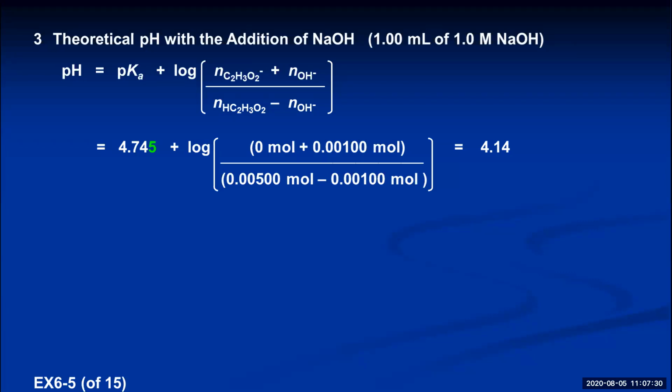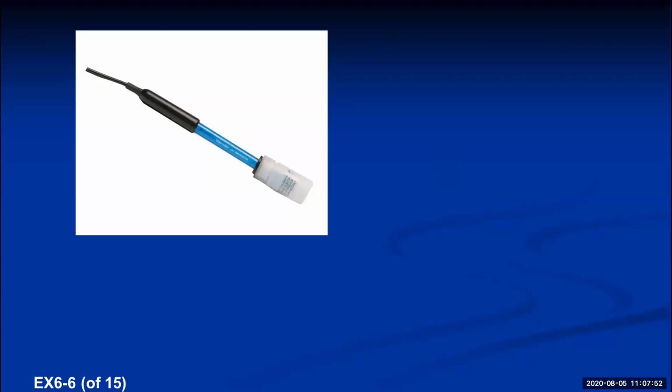So in part A, we have the theoretical pH of just the acetic acid solution on its own. That should have been 2.87. The theoretical pH of the solution with a little bit of hydrochloric acid added to it should be 1.71. And now the theoretical pH with a little bit of sodium hydroxide added should be 4.14. And now experimentally, those solutions, their pHs are going to be measured. And they're going to be measured with a pH meter.